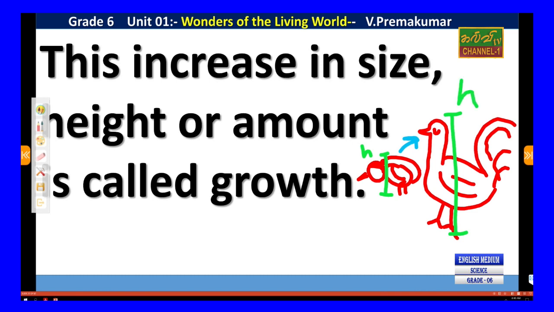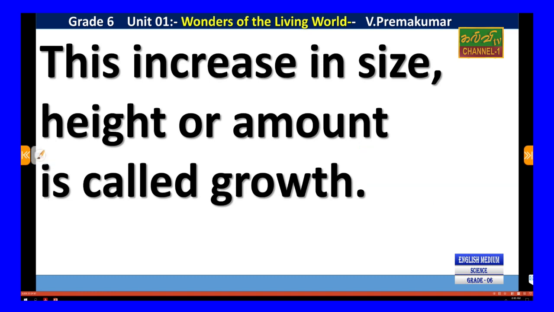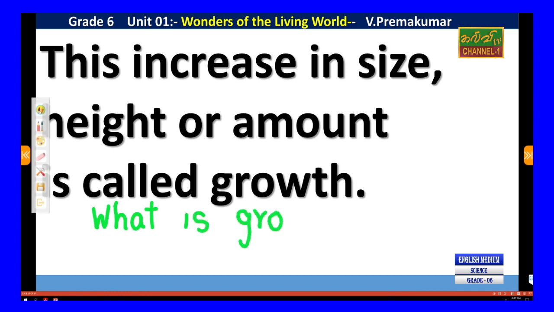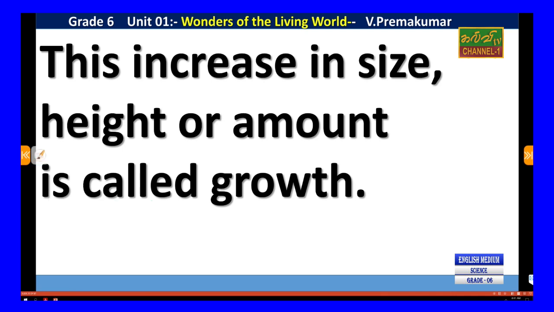How can they ask the question? They can ask in your past exam paper: what is growth? You should know how to write this. In your exam, they can ask what is growth. You should know that this increase in size, height or amount is called growth. That is growth. Next one.